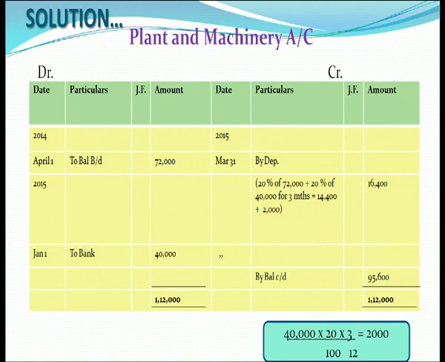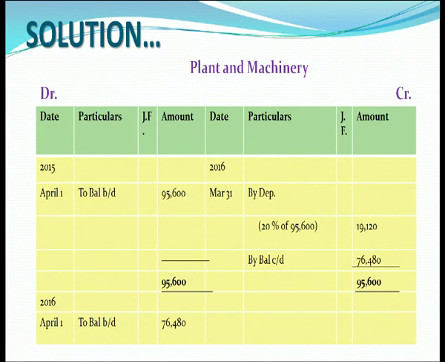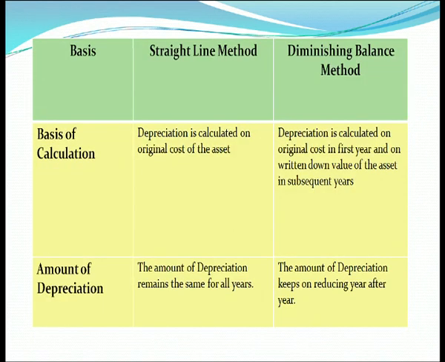And again we close the books of accounts and we get the amount of 95,600, and the same would be brought in 2015 for 1st April, the same amount 95,600, and now on this we would be charging an amount of 20% of 95,600, which is 19,120, and we calculate the carried down balance, which is 76,480.